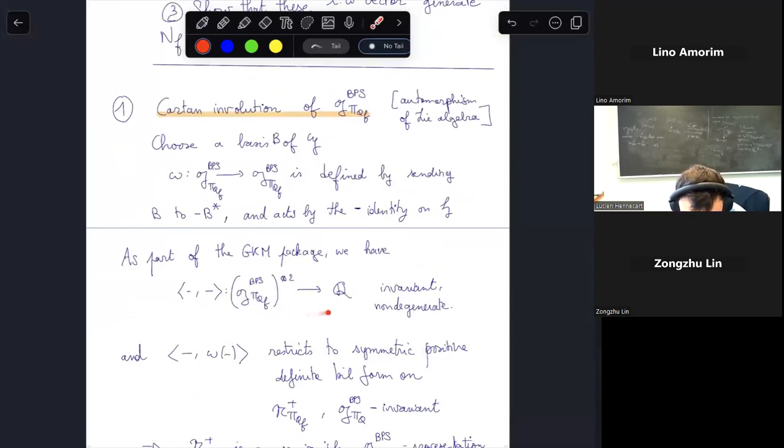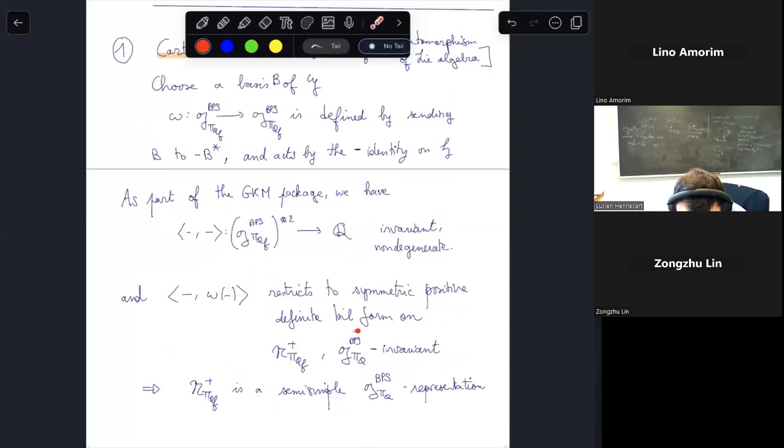You have this non-degenerate bilinear form. And if you compose on one side by the Cartan involution, which is going to exchange the positive and negative parts, it gives you a symmetric positive definite bilinear form on the positive part of the BPS Lie algebra for PQF. And in addition, it is invariant for the action of the BPS Lie algebra for PQ. So when you have such a non-degenerate bilinear form on a representation, you can define direct sum complements. If you have a simple summand, you can take the orthogonal, and it's going to be a representation, and so on. So it tells you that you have a semi-simple representation. So the first part is done.